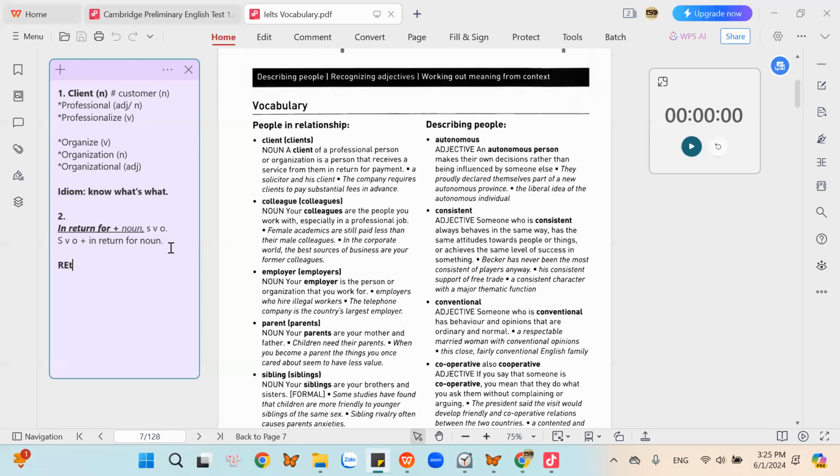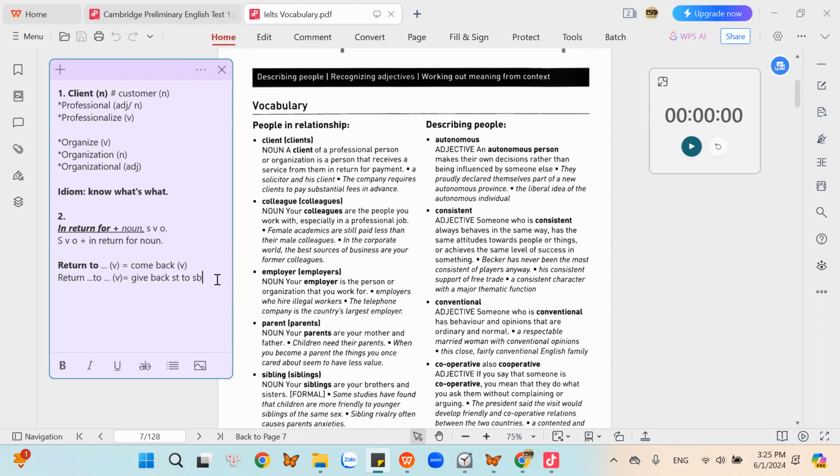Next, I have the word "return". I return to somewhere, or I return home. It means I come back home. People often forget this word when it comes to the meaning of coming back, or giving back something to somebody, which means you return something to somebody. It means you give back something to somebody.